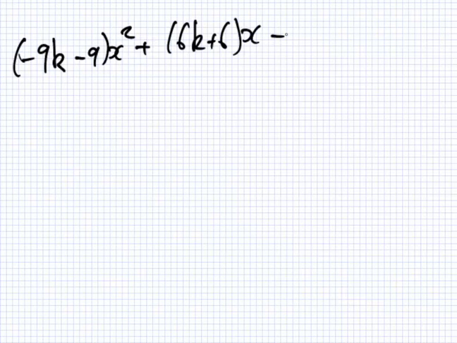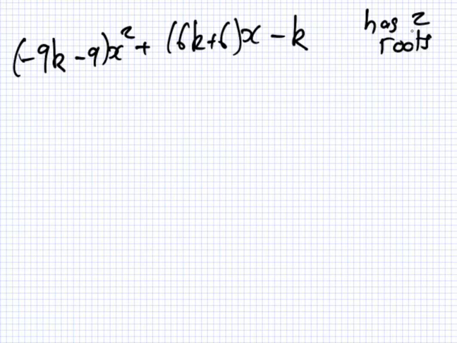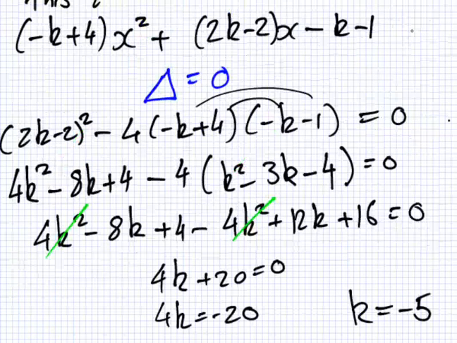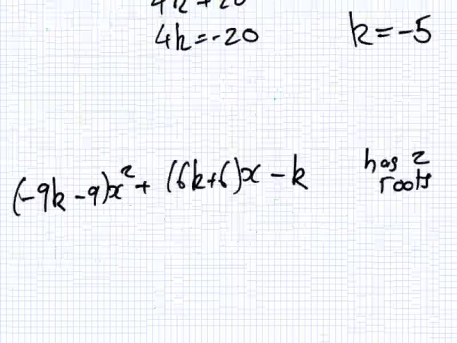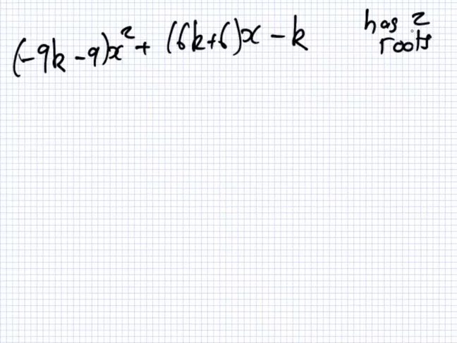This quadratic has 1 root. So I'm telling you that this quadratic has 1 root and you want to find k. Alright, let's do this one together. Oh, and I should also say we know one thing about k: k is not equal to 4, because you don't want this part to be 0.